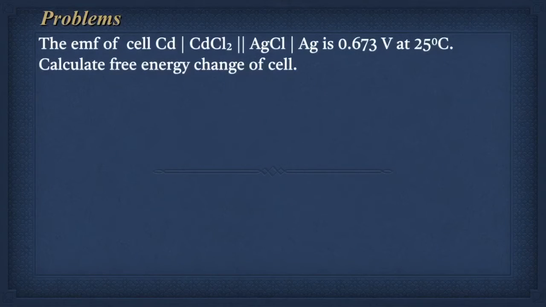Here the EMF of the cell, that is the cell Cd | CdCl2 | AgCl | Ag, is given as 0.673 volt at 25 degrees centigrade. It means that the standard E cell is given, so we have to calculate the free energy change of the cell. We know the equation delta G standard is equal to minus nFE standard. So the values given are E cell standard.